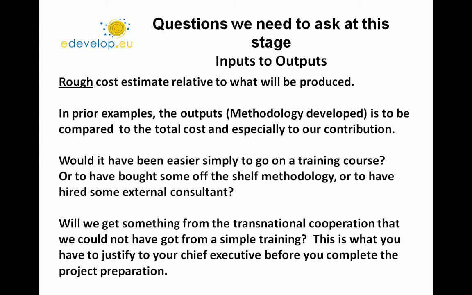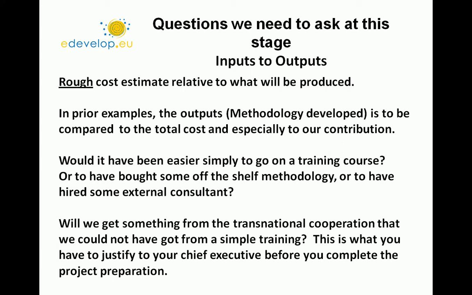If the subject of the project is about development of staff, we might say, well, look, this is a very expensive way to develop skills for the staff. It would have been easier to go on a training course. Or if we're talking about development of some methodology, we might say, well, we could have simply gone out and bought a methodology off the shelf. Or we could have got a consultant to do certain work for us, a study or whatever, and we would have come up with the output much more quickly and much more cheaply.